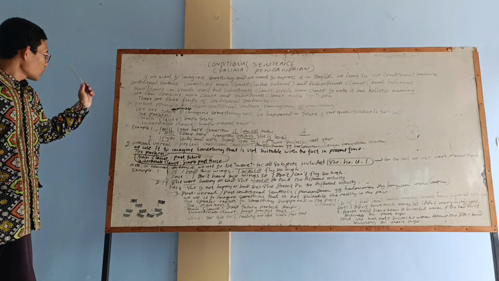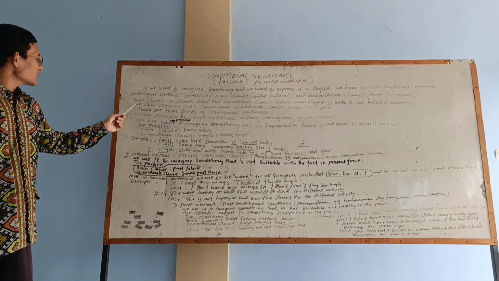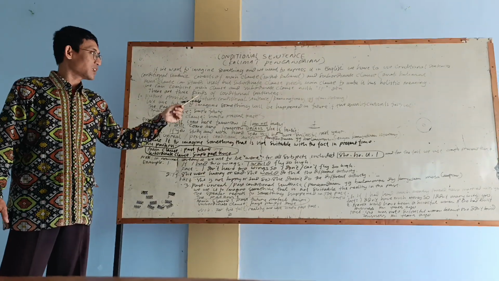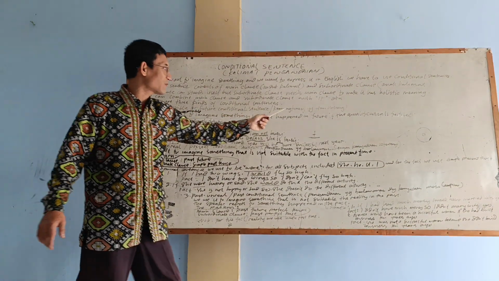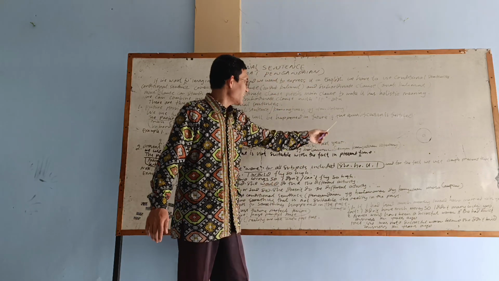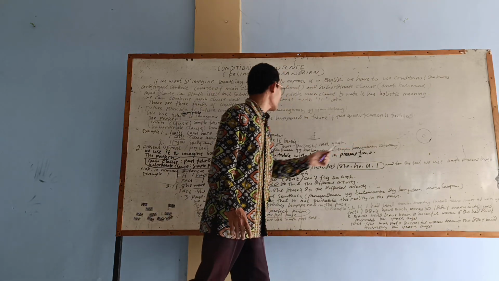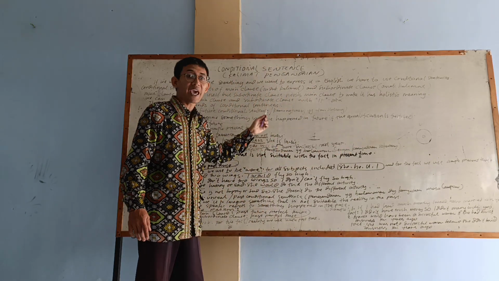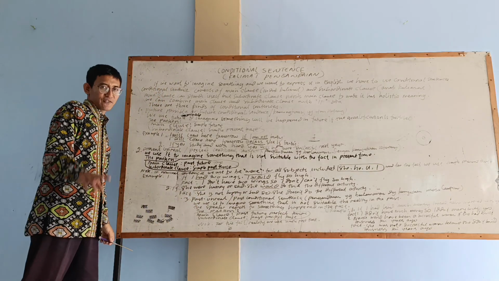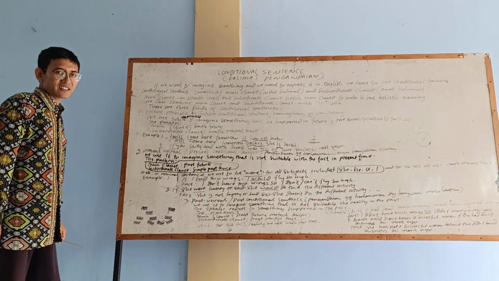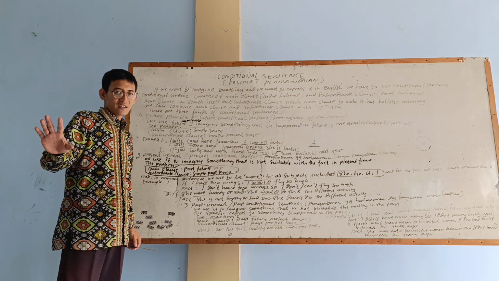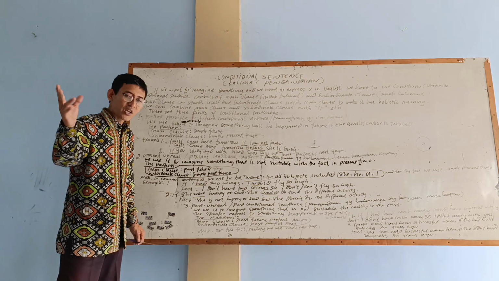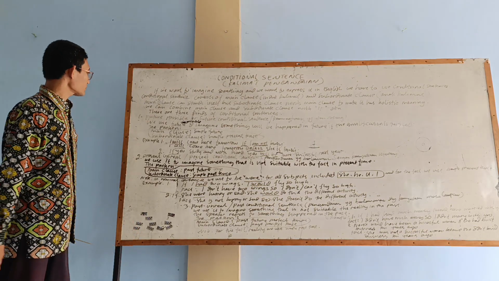We use future possible to imagine something that will happen in the future if the qualification is fulfilled. Remember, if the qualification is fulfilled, of course it will happen in the future. Have you understood about that, my students? If you have understood, we can continue to the next lessons.